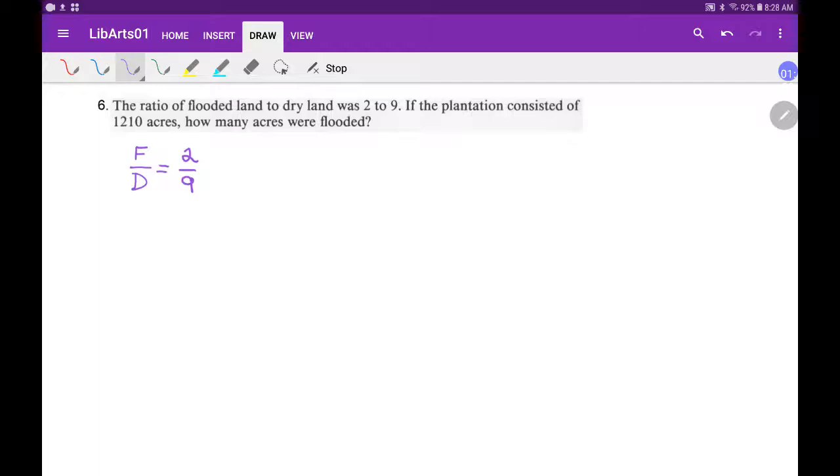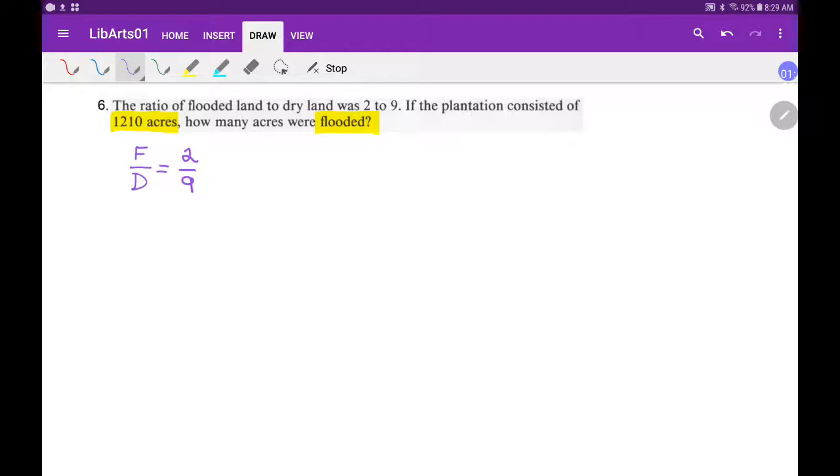But wait, we're not done. Now they're going to tell me either the flooded or the dry. And you're like, no, actually they don't. They say the plantation consisted of 1,210 acres. They gave me the total. They gave me the flooded and the dry added together. And then they asked me for flooded. So they gave me a deceptive ratio, so I have to start over.